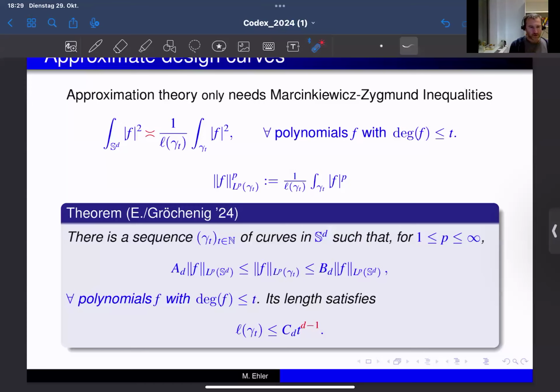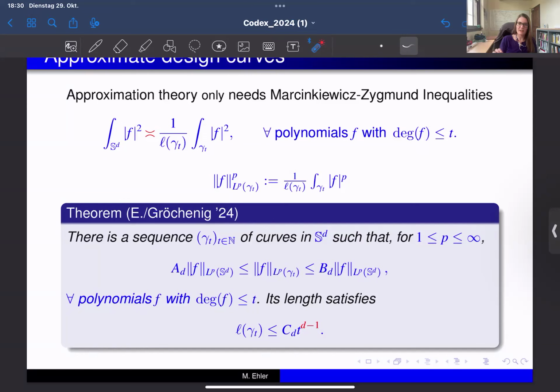So here we do match the lower length bound on the curve. However, we are a bit cheating because we now get inequalities. It's nice because we get these inequalities for all p, but one has to admit there are no longer equalities. We need to introduce some constants.